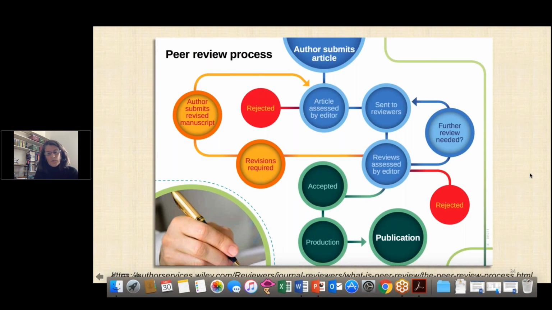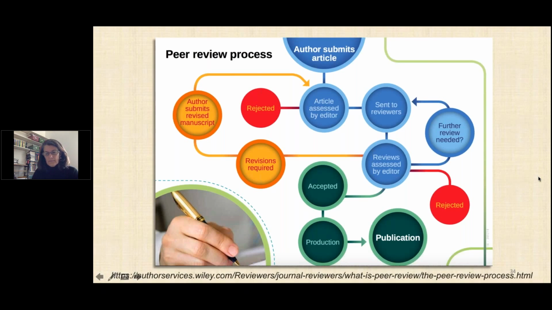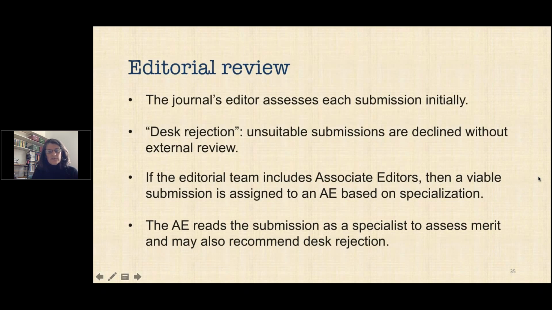It will go into production, and then eventually it will be published. So this screen generally tells you, in rough terms, what the process is like, what happens to your paper once you've submitted it. All right. So again, just to go over some of this in a little more detail.